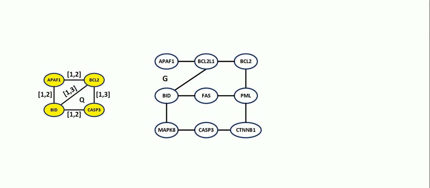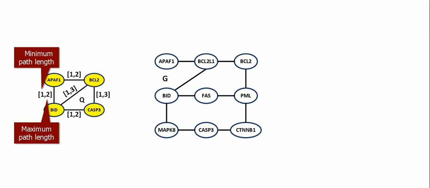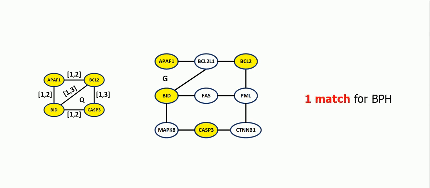Bounded one-to-one P-homomorphism, referred to as BPH, extends the subgraph isomorphism concepts by allowing mapping of edges from Q to bounded paths in G. A bounded path is defined by a minimum and a maximum path length as shown here. For instance, the bounded path of edge, APAF1, bid, in Q has minimum and maximum path lengths of 1 and 2, respectively. In the example here, BPH finds a match compared to subgraph isomorphism, which returns no match.